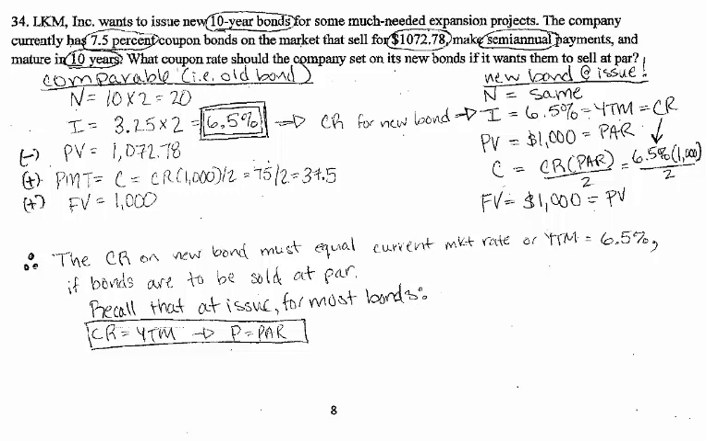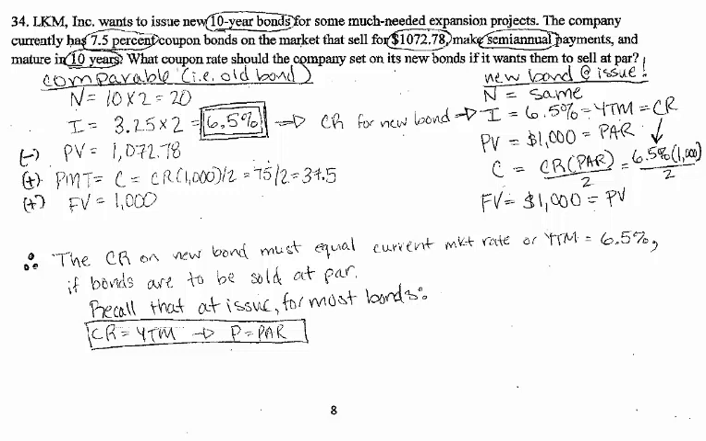Well, now that we know 6.5%, we know that the current market interest rates are 6.5%, and if we're going to issue a new bond, we want to issue that new bond with a coupon rate of 6.5%. So to prove that, look at the new bond at issue.